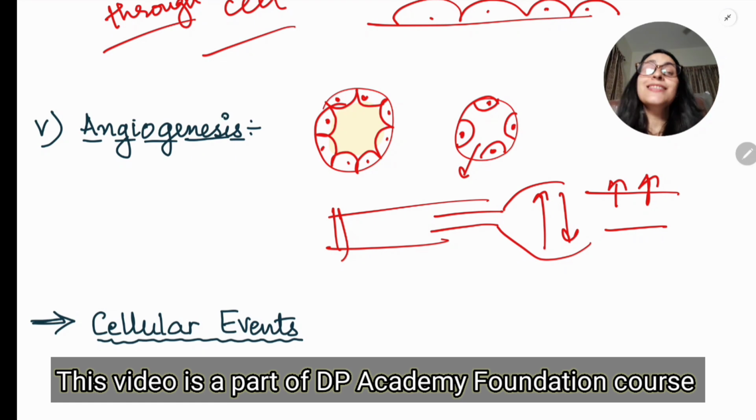The fourth one is stasis of the blood flow. Since a lot of plasma has gone out, the RBCs are concentrated here in the capillary or venule, basically the blood vessel. And here, since the RBCs are packed, there is an increase in viscosity. Blood becomes thick and it becomes sluggish. So there is stasis of the blood flow.